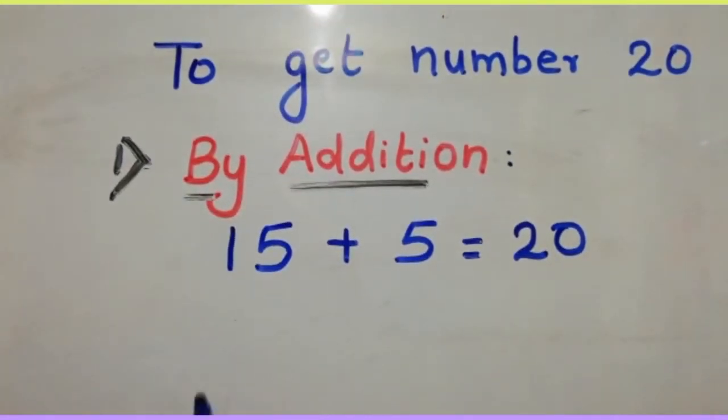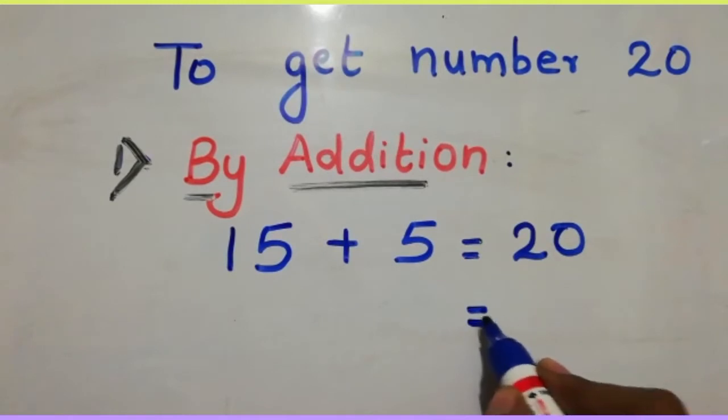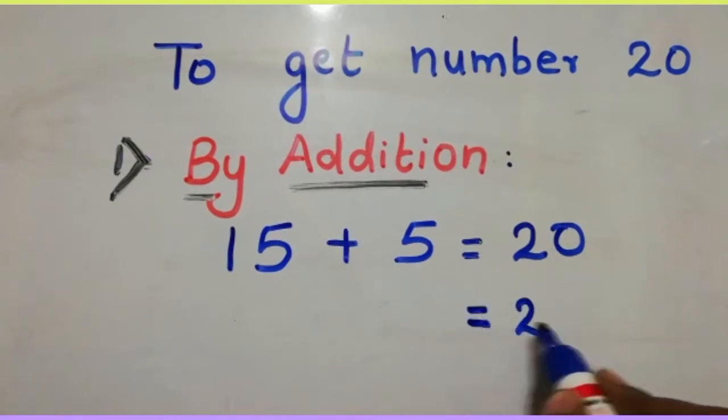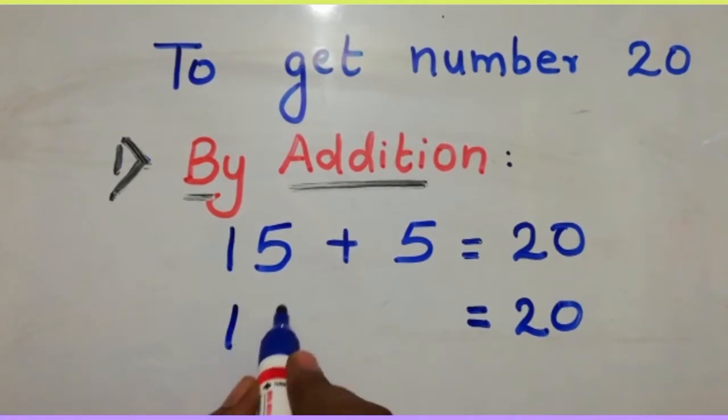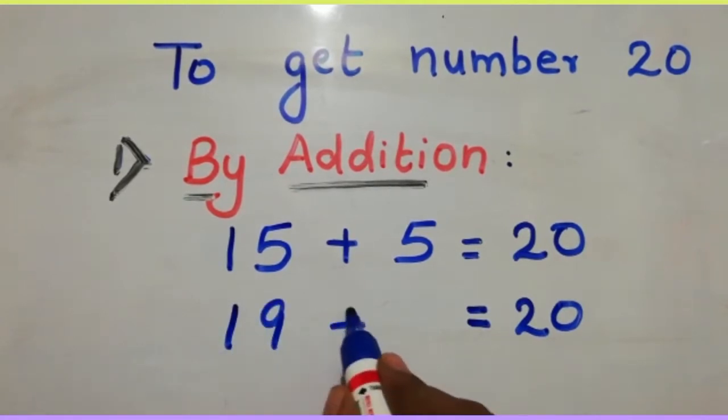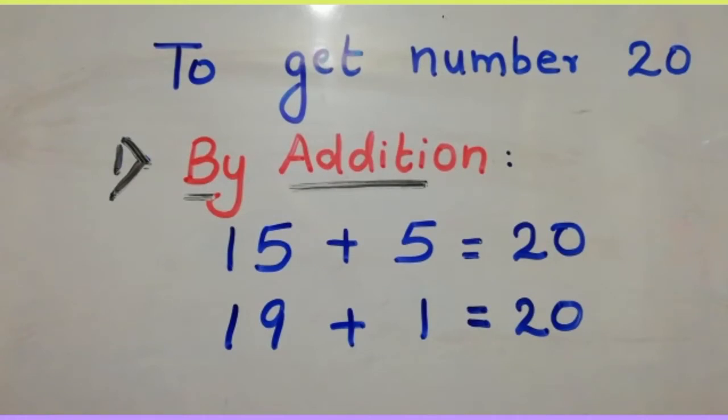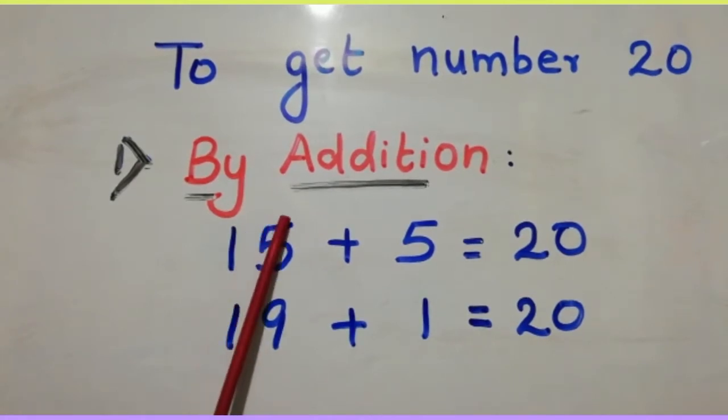Let's take some more examples. We can get the number 20 by adding some other numbers also. I can take 19 plus 1 as also 20. Now I am using the operation addition, so be careful, only plus sign should be there. Now I will give some examples with subtraction also. Now 19 plus 1 is 20.